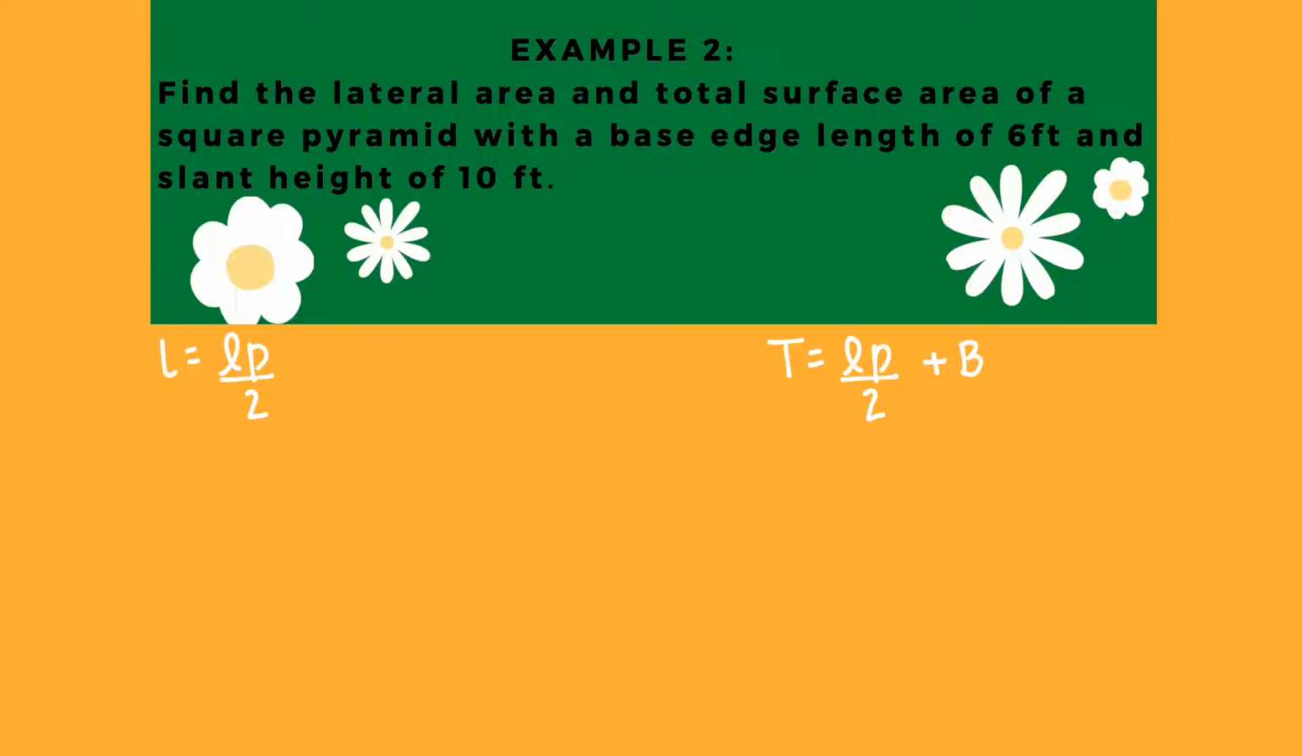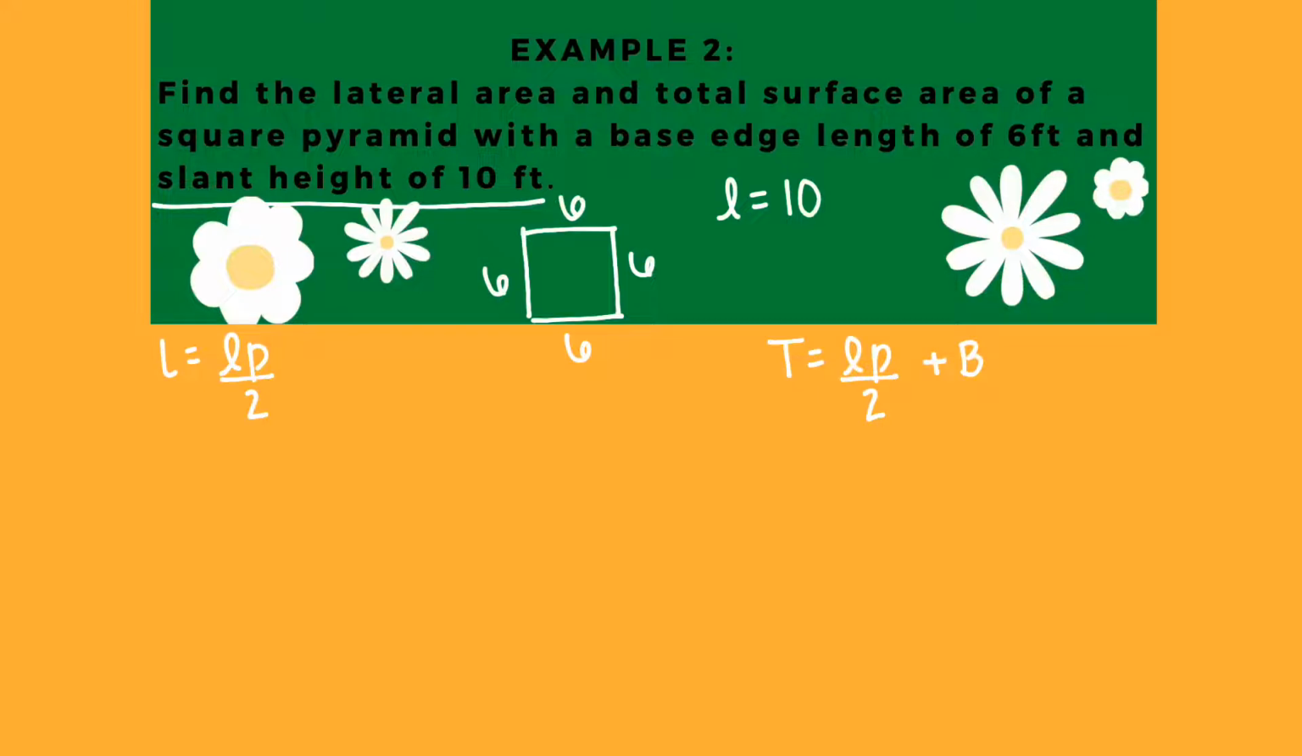So again, I'm going to go ahead and draw my base. I gave you another square here, so I know all 4 side lengths are the same. And I give you that the side length or the edge length is 6 feet. So I'm going to go ahead and label all 4 of them with 6. I also tell you that the slant height is 10. And in our formula, remember, slant height is the L. So I know my L is equal to 10.